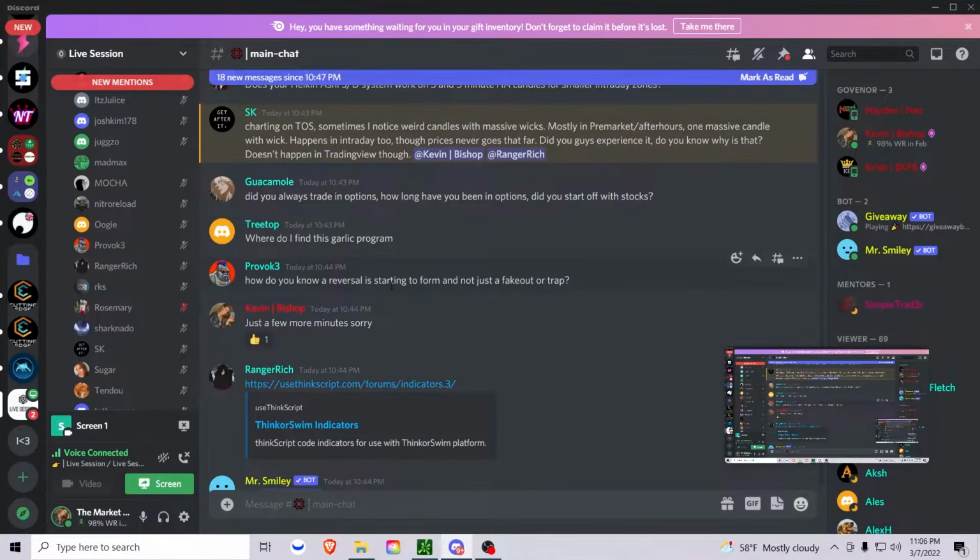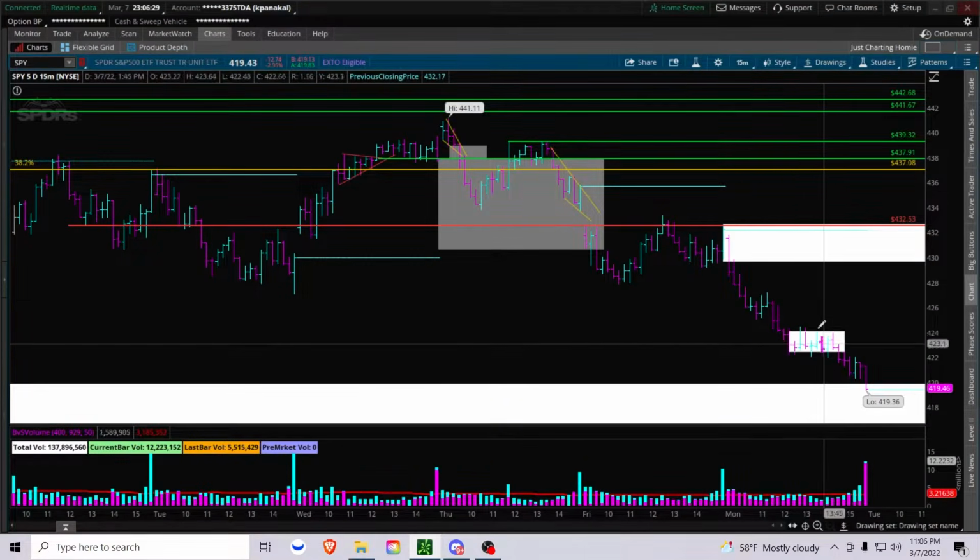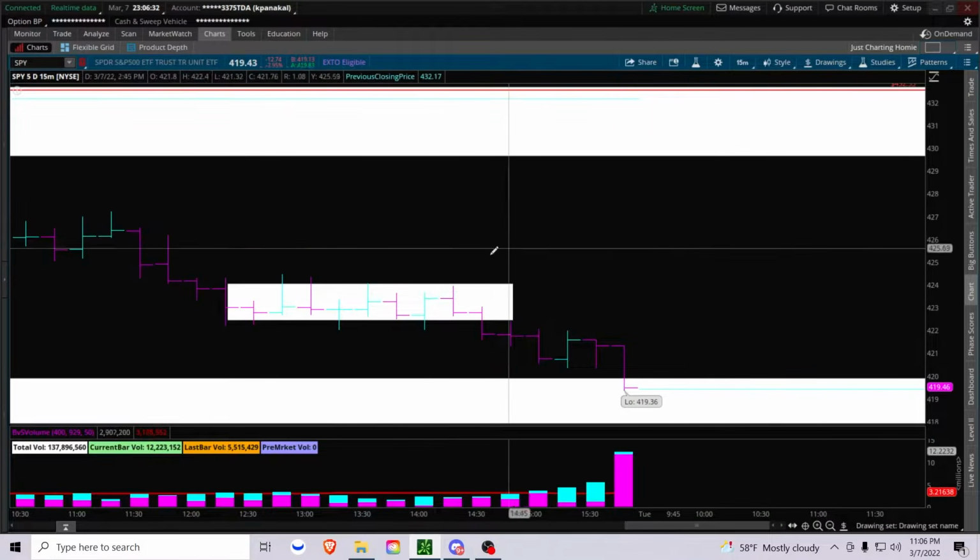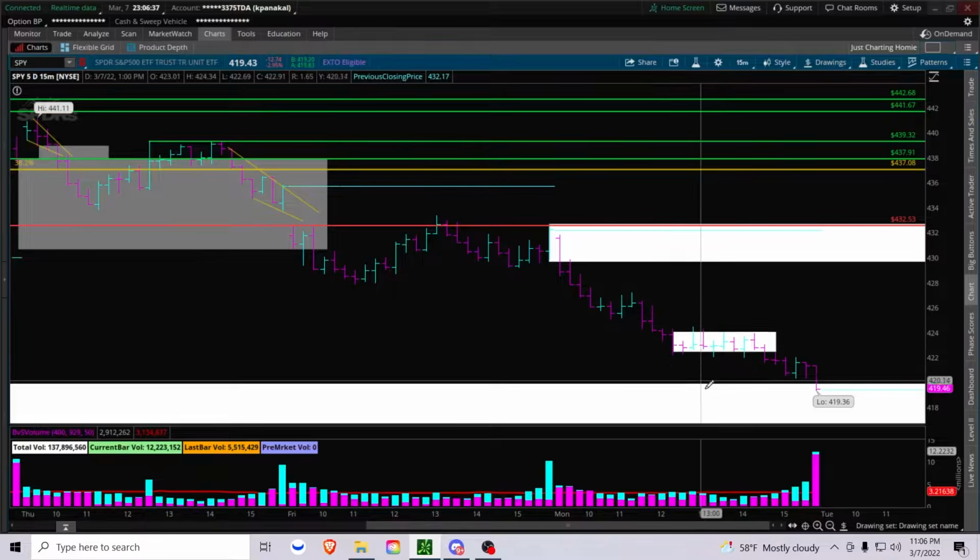The next question is, how do you know a reversal is starting to form or if it's just a fake out trap? Perfect question. It's going back to the basics of what I was talking about before. It's basically all volume analysis. As I said before, you can trade two ways: with confirmation or without confirmation. Without confirmation, you'll always be taking so much more risk than you need to. Even though volume analysis can help you like 80% of the time, there's still 20% of the time when it could fake you out.